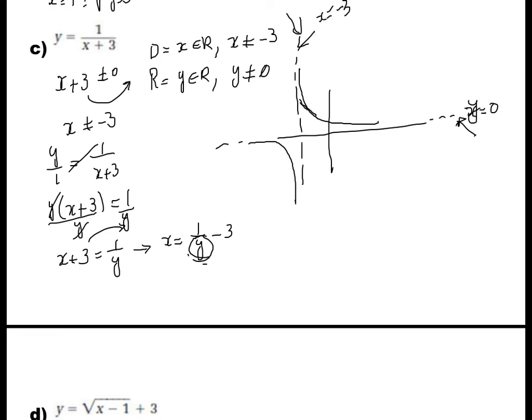One is a vertical asymptote, which is x equal to negative 3, the vertical one, and the other one is a horizontal asymptote, y equal to 0, which is the horizontal line, the x-axis. So remember, these two lines that the graph never hits, but it gets closer and closer to, are called asymptotes.